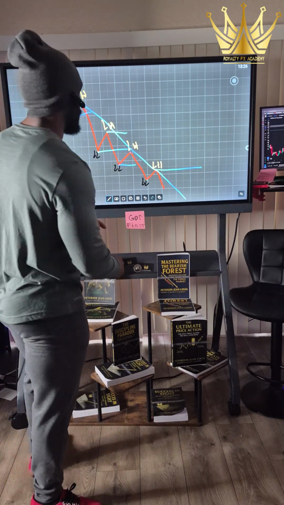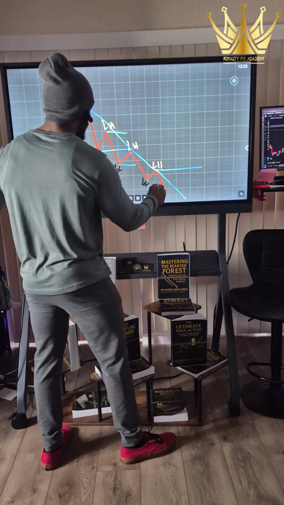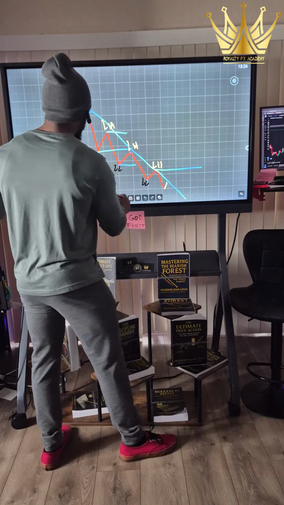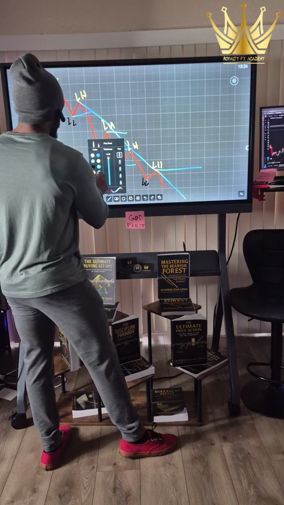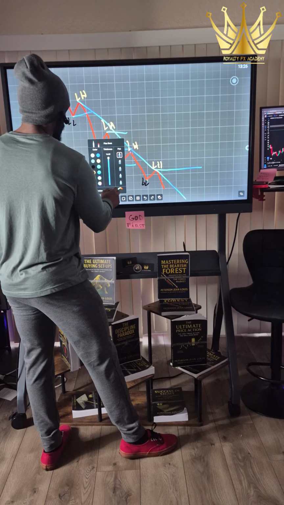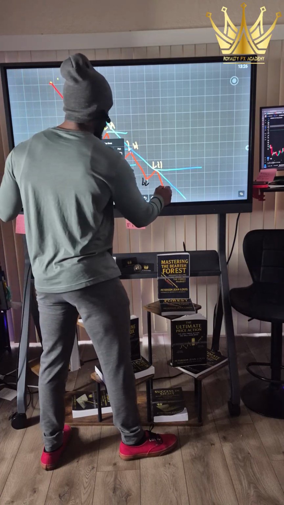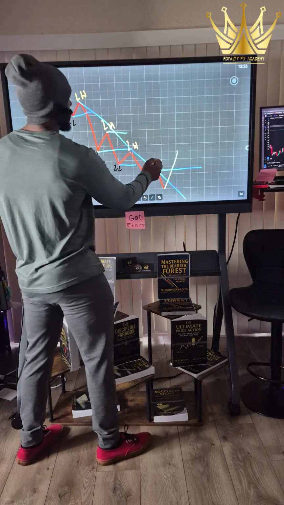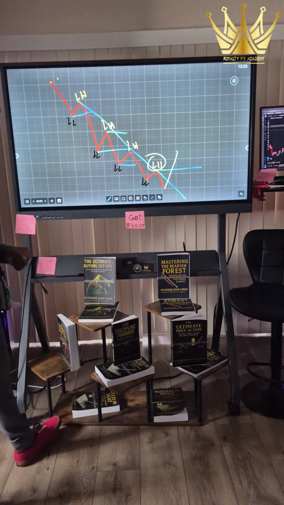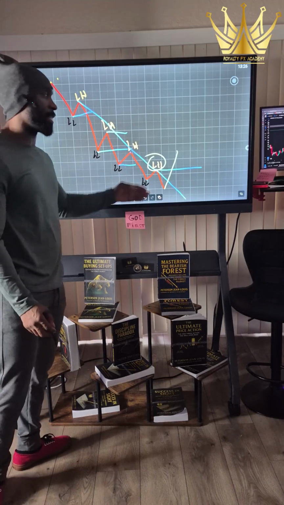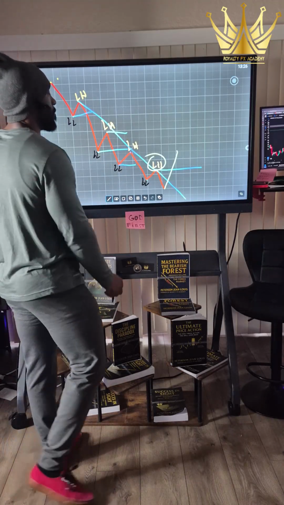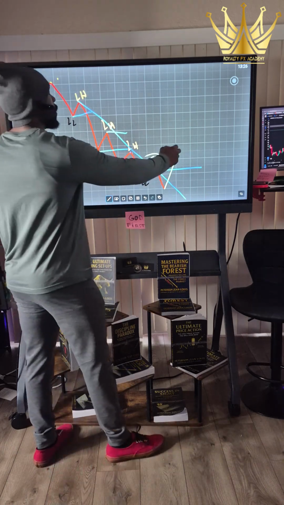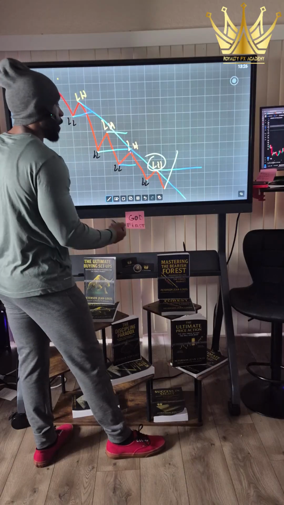For us to get that trend reversal, we need the market to do like so. We need it to go up to break this previous high point. The high has to be broken. Once it breaks the high, we will wait for the pullback, the retrace. That's why it's called a break and retest. So we're waiting for the retest.